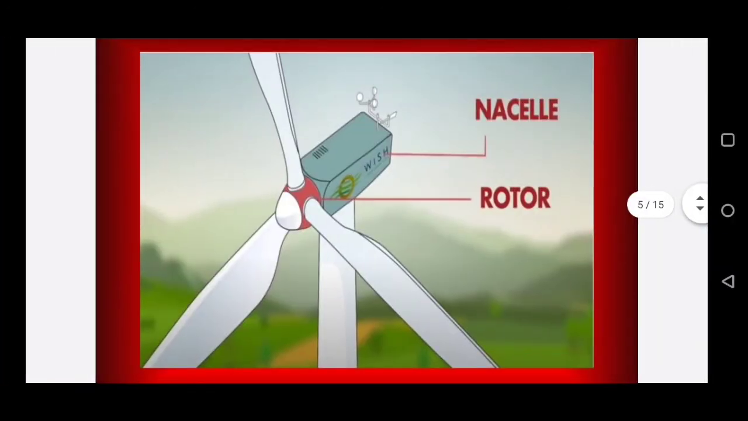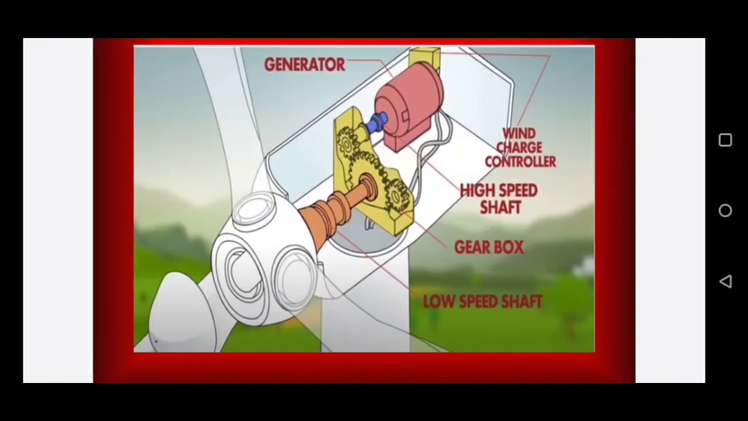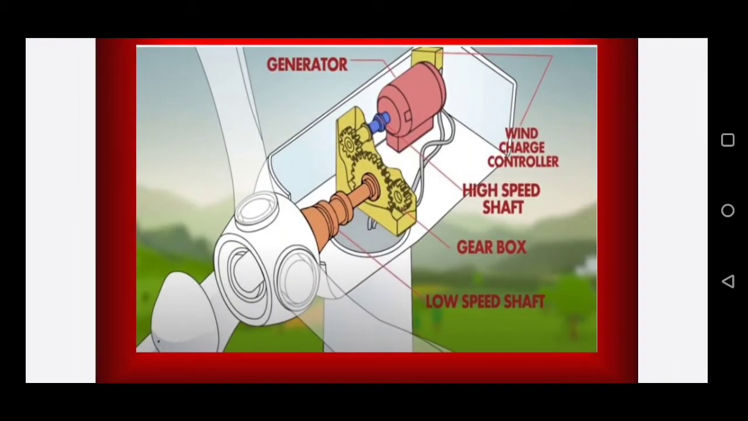The main and most important body sitting on the top of the tower and back to the rotor is called the nacelle. Inside the nacelle are the low speed shaft, gearbox, high speed shaft, generator and wind charge controller. These components are placed inside the nacelle.